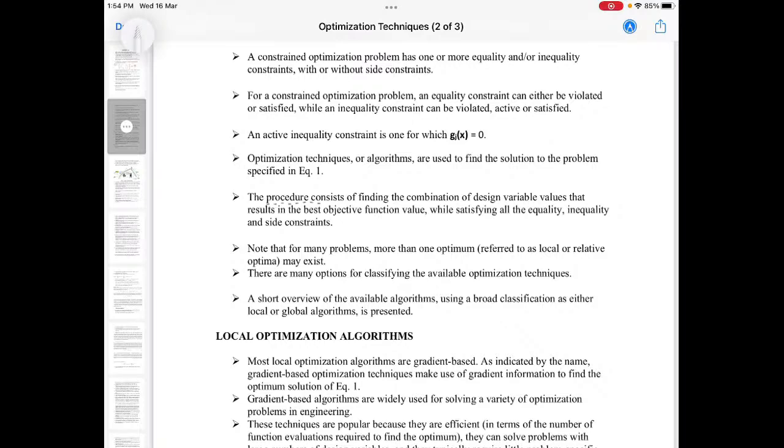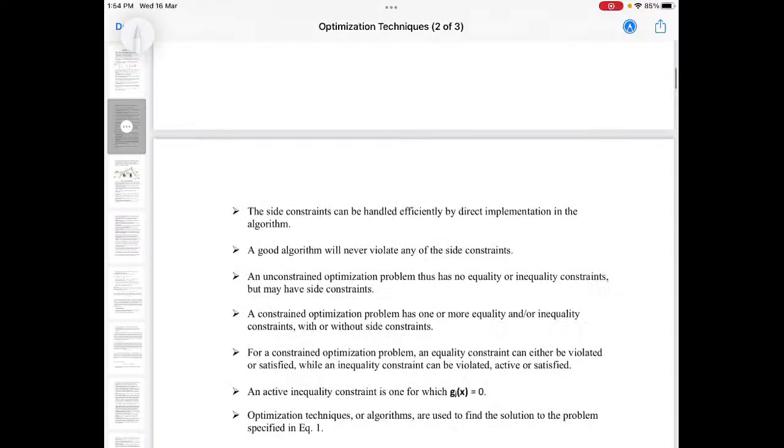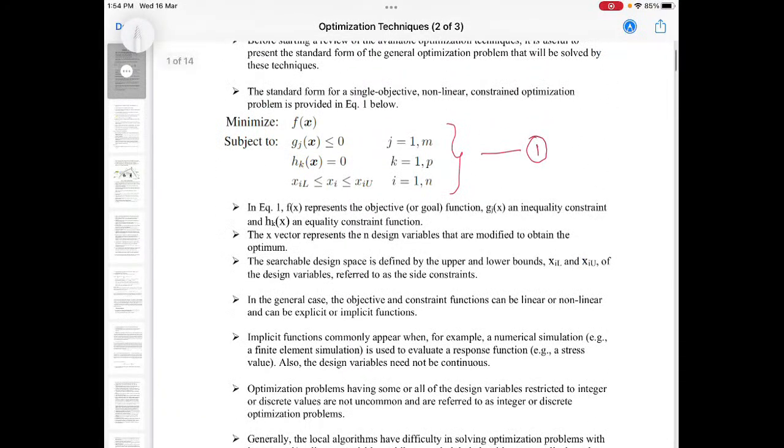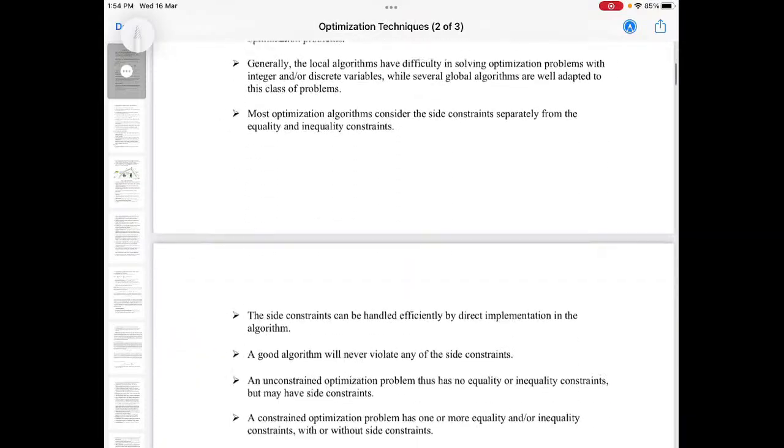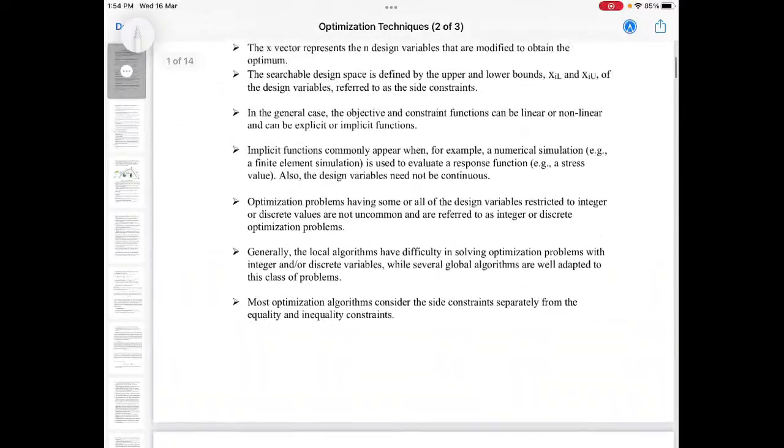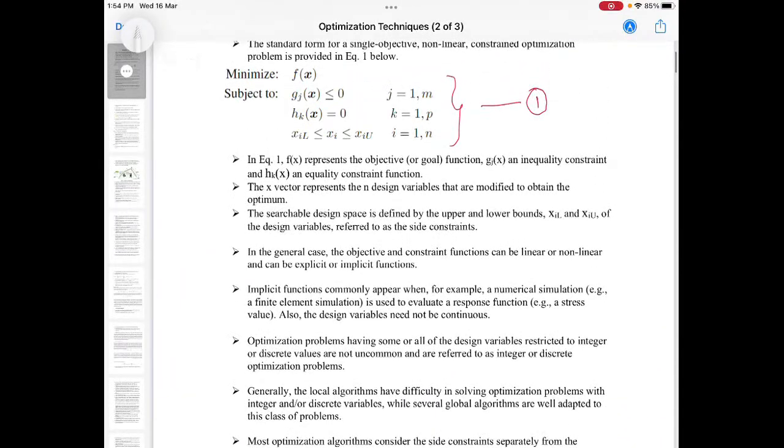The procedure consists of finding the combination of design variable values that results in the best objective function value. The objective function value is already defined by f of x, and these are the constraint functions, whereas gj of x and hk of x are the inequality and equality constraint functions respectively.